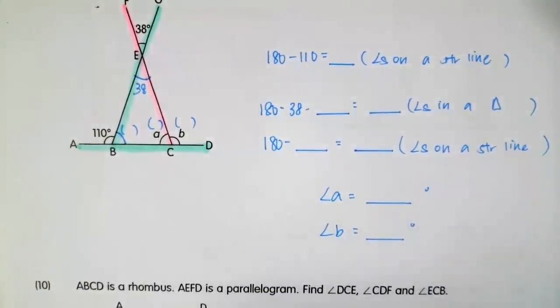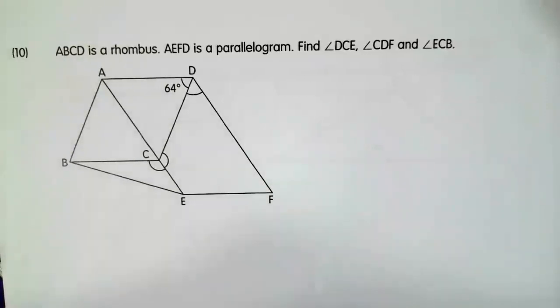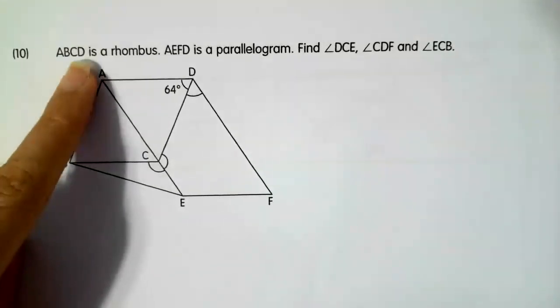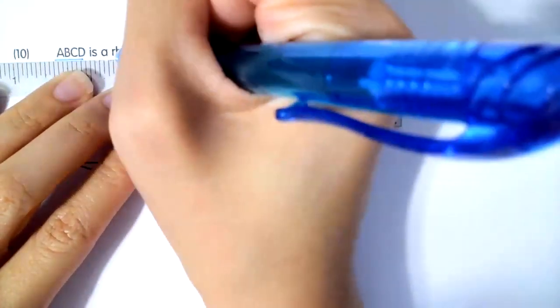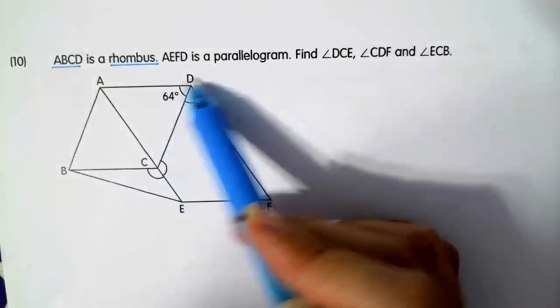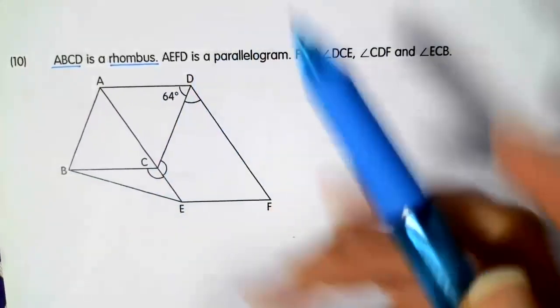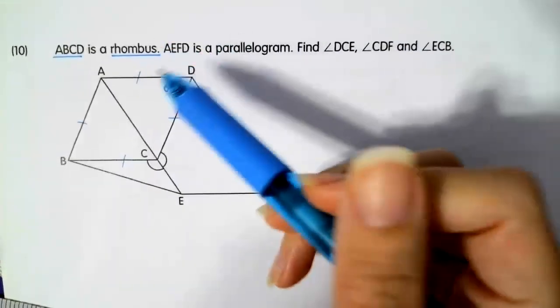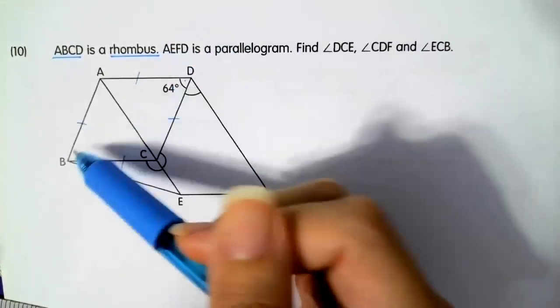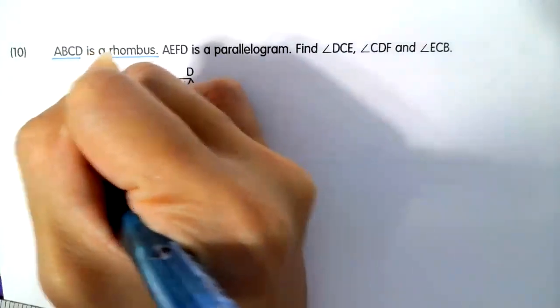Okay, now for question 10, ABCD is a rhombus. Yeah. So ABCD is a rhombus. So let's take a look at this. So ABCD is a rhombus. So what we know is that rhombus, they have four equal sides. So let's put it in first. And diagonally opposite angles, the other thing. So we can fill this in at 64 first.